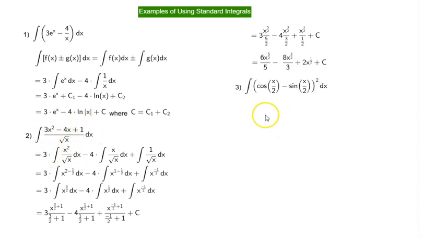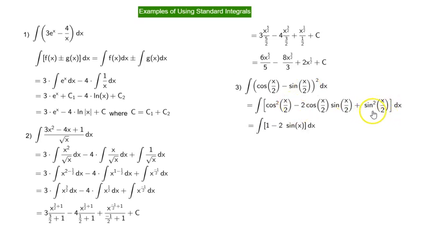Okay, third one. Integral of cos x by 2 minus sin x by 2 the whole square dx. Again, let's open it up. Take care of the square. We have integral of cos square x by 2 minus 2 times cos x by 2 times sin x by 2 plus sin square x by 2 dx.